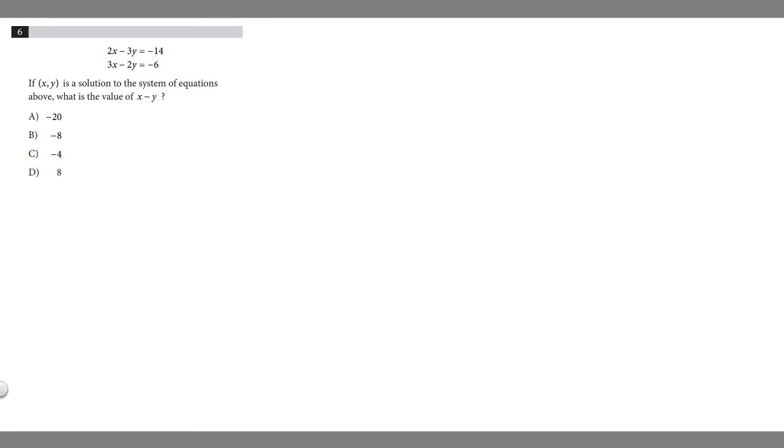So in this problem, we're given two equations, and we're told that if (x, y) is a solution to the system of equations above, what is the value of x minus y? There are two ways to solve this problem. You could use the substitution method or the elimination method.